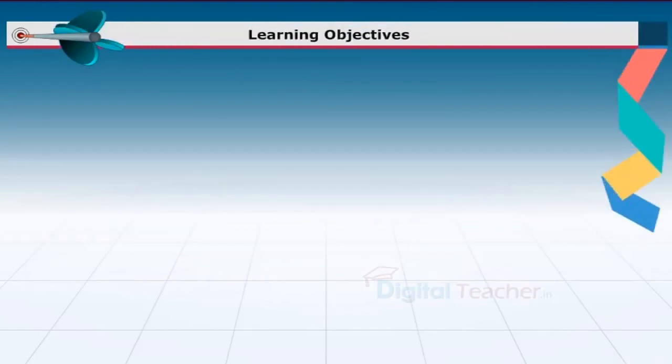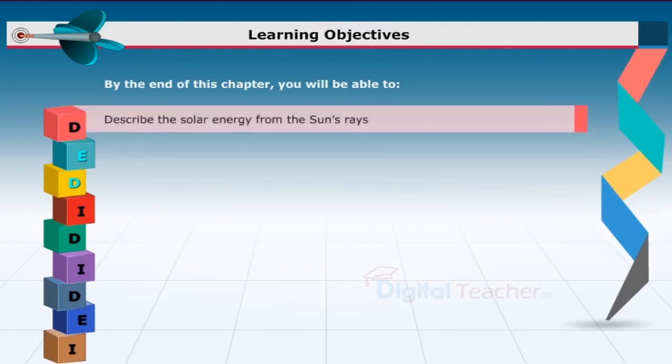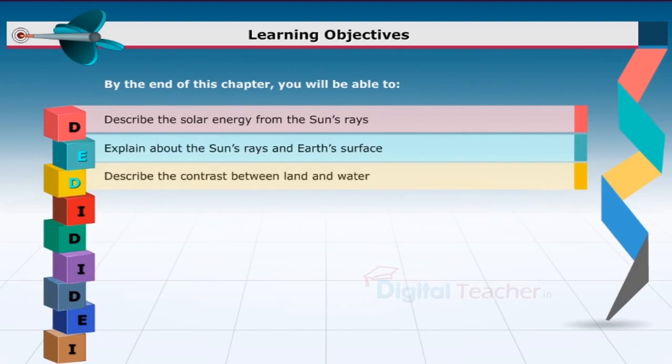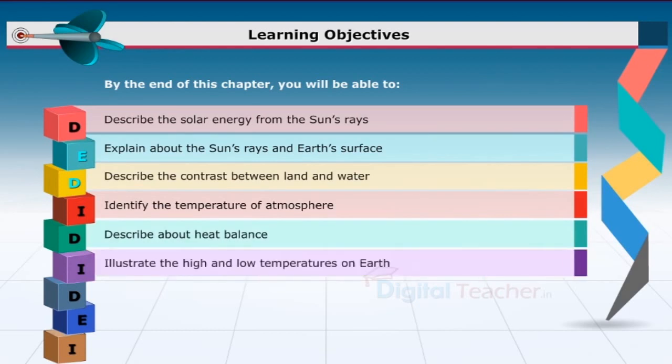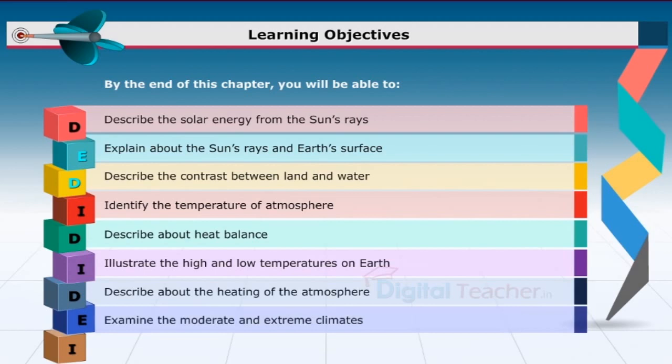Learning objectives. By the end of this chapter, you will be able to describe the solar energy from the sun's rays, explain about the sun's rays and Earth's surface, describe the contrast between land and water, identify the temperature of atmosphere, describe about heat balance, illustrate the high and low temperatures on Earth, describe about the heating of the atmosphere, examine the moderate and extreme climates, identify the temperature maps.